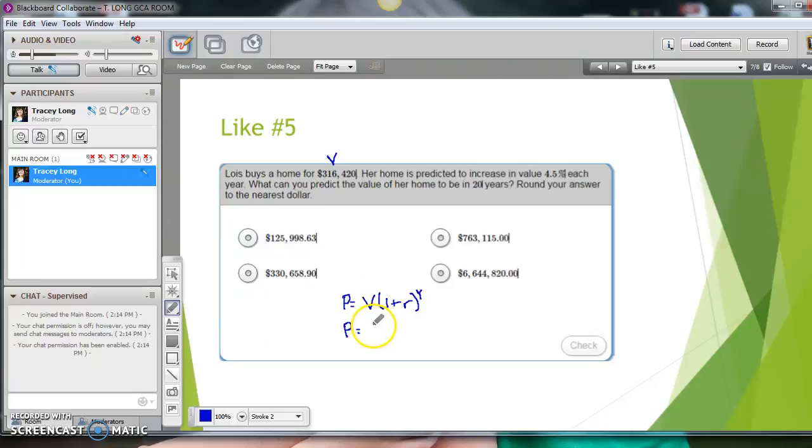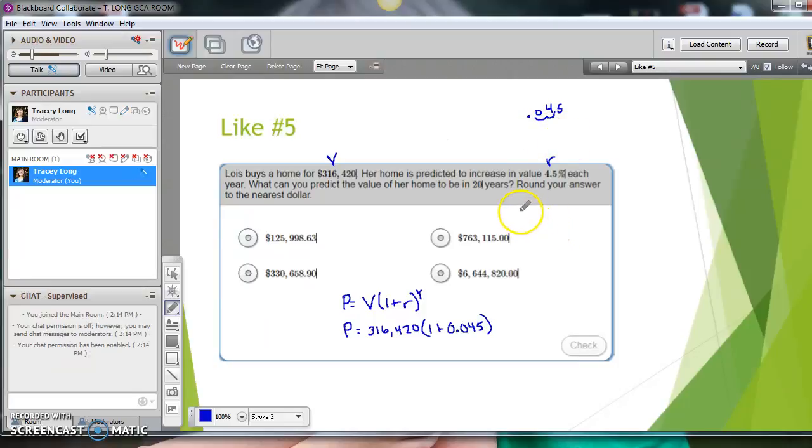And so in this case, it's $316,420 times 1 plus the rate of increase, which is R. Here it's 4.5%. If we change 4.5% into a decimal, it's going to be 0.045. So it's 1 plus 0.045 raised to the number of years.